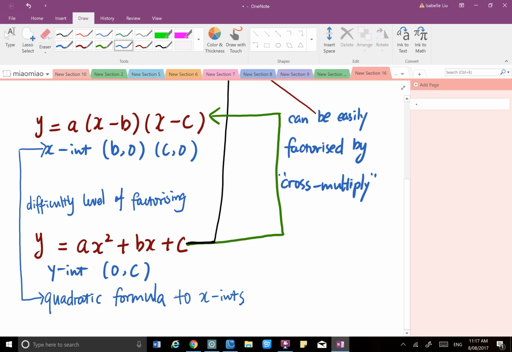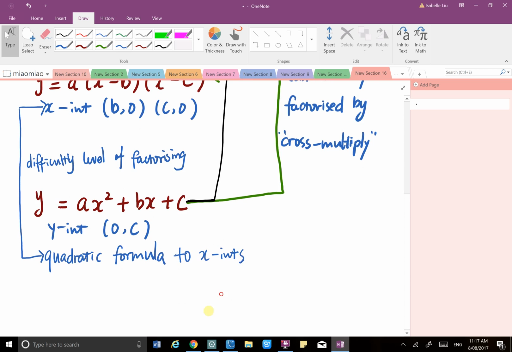If it's difficult to factorize, we'll use the quadratic formula. If it's easy to factorize, I'll factorize it. It's always like that. If it's not easy to factorize, I'll use the quadratic formula to solve for the x-intercept, or I can put that into the turning point form. Okay, so that's what we have so far.